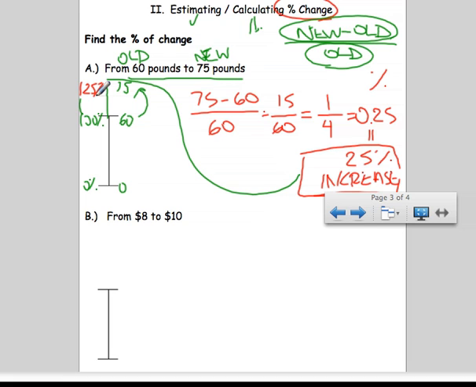I'd like you to try now, find the percent change from $8 to $10. So like an increase in the store. After you find the percent of change, then try to use the eye chart to see if it makes sense. Press stop here, press play when you're ready to check your answer.